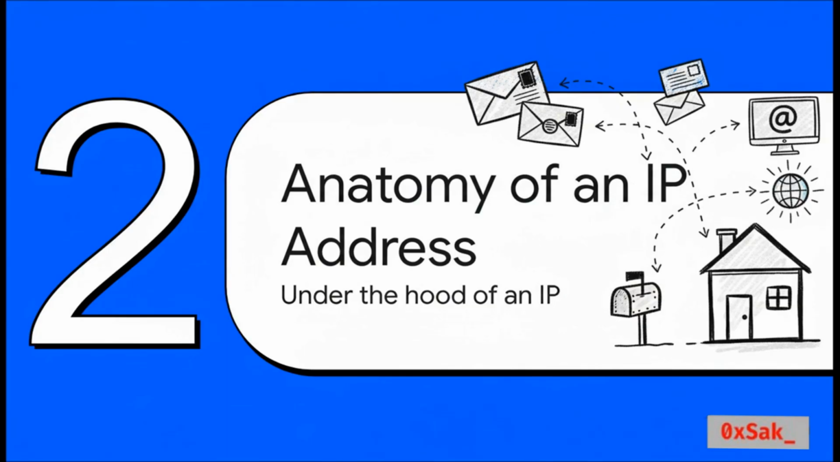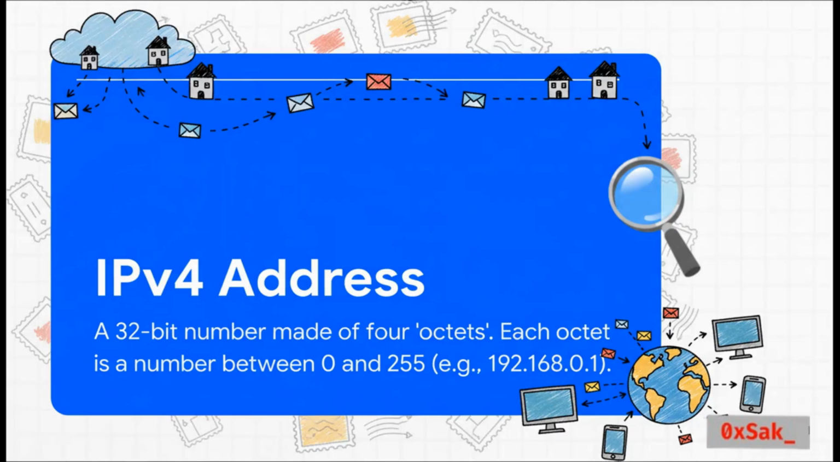All right, let's move on and actually look at what one of these addresses looks like. It's time to pop the hood and break down that string of numbers you've probably seen a million times. The most common kind you'll bump into is an IPv4 address. It's always made of 4 numbers separated by dots. Each of these numbers, which has the fancy name octet, can be any value from 0 all the way up to 255. And that's it.